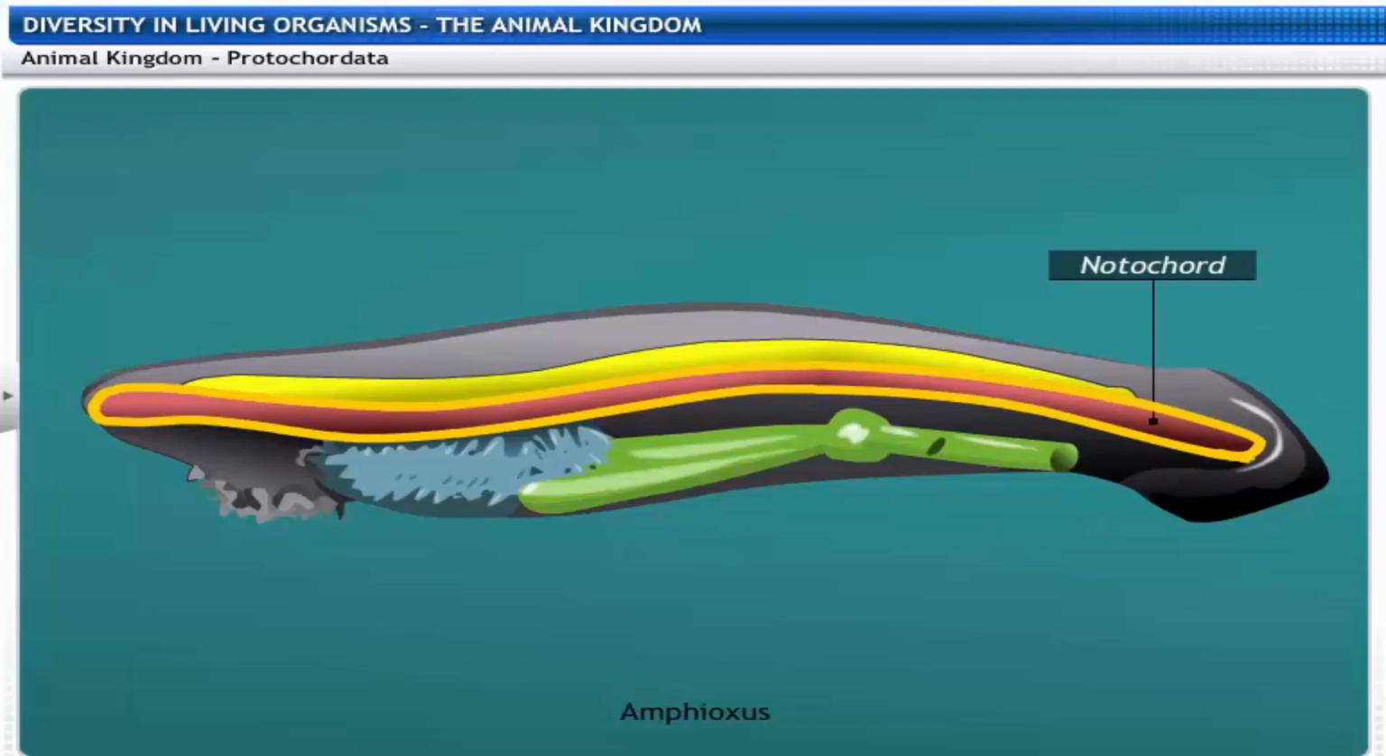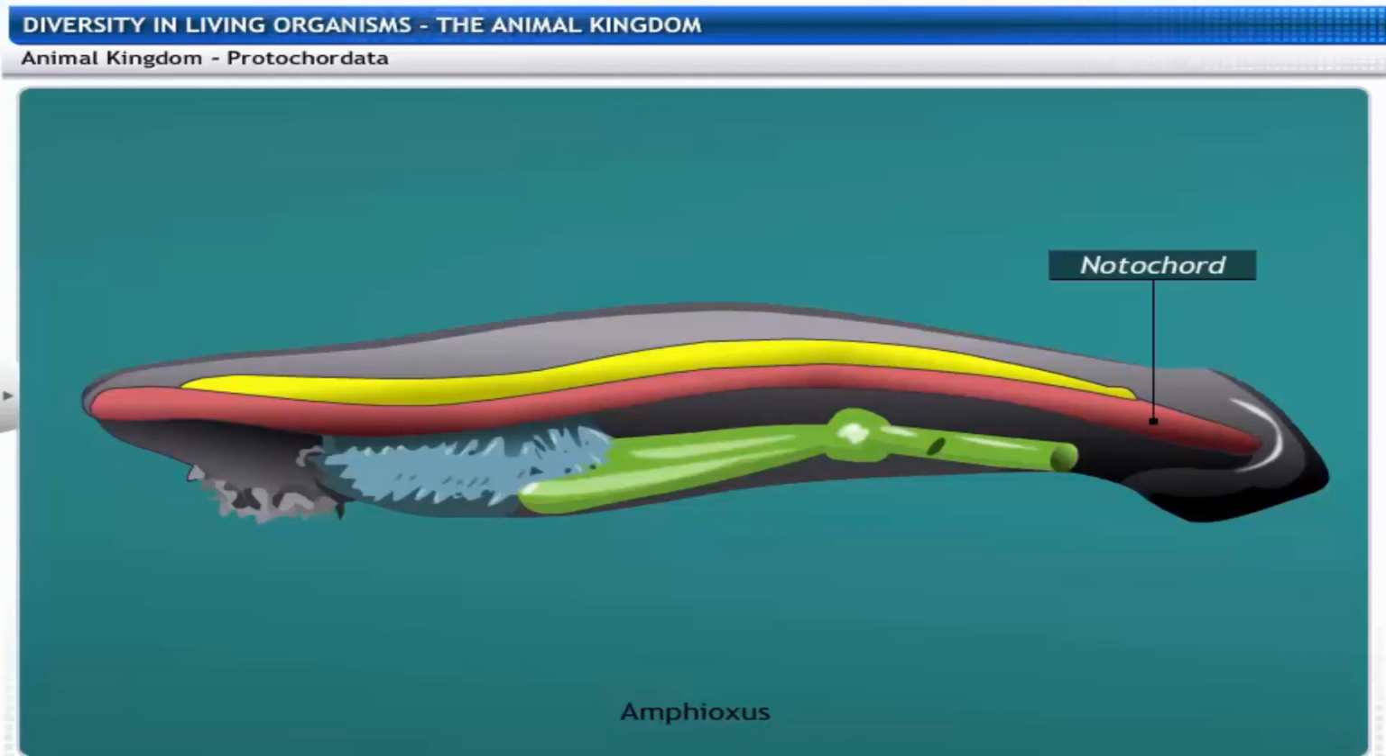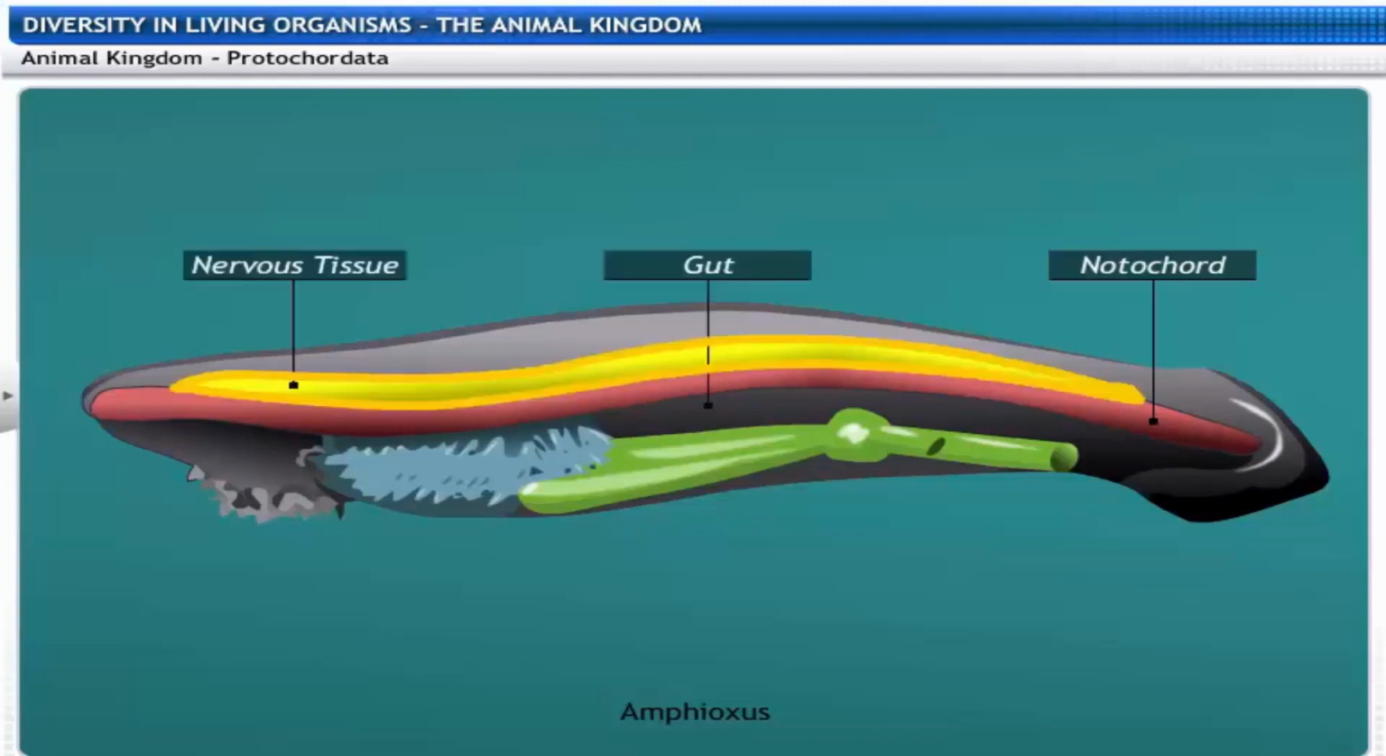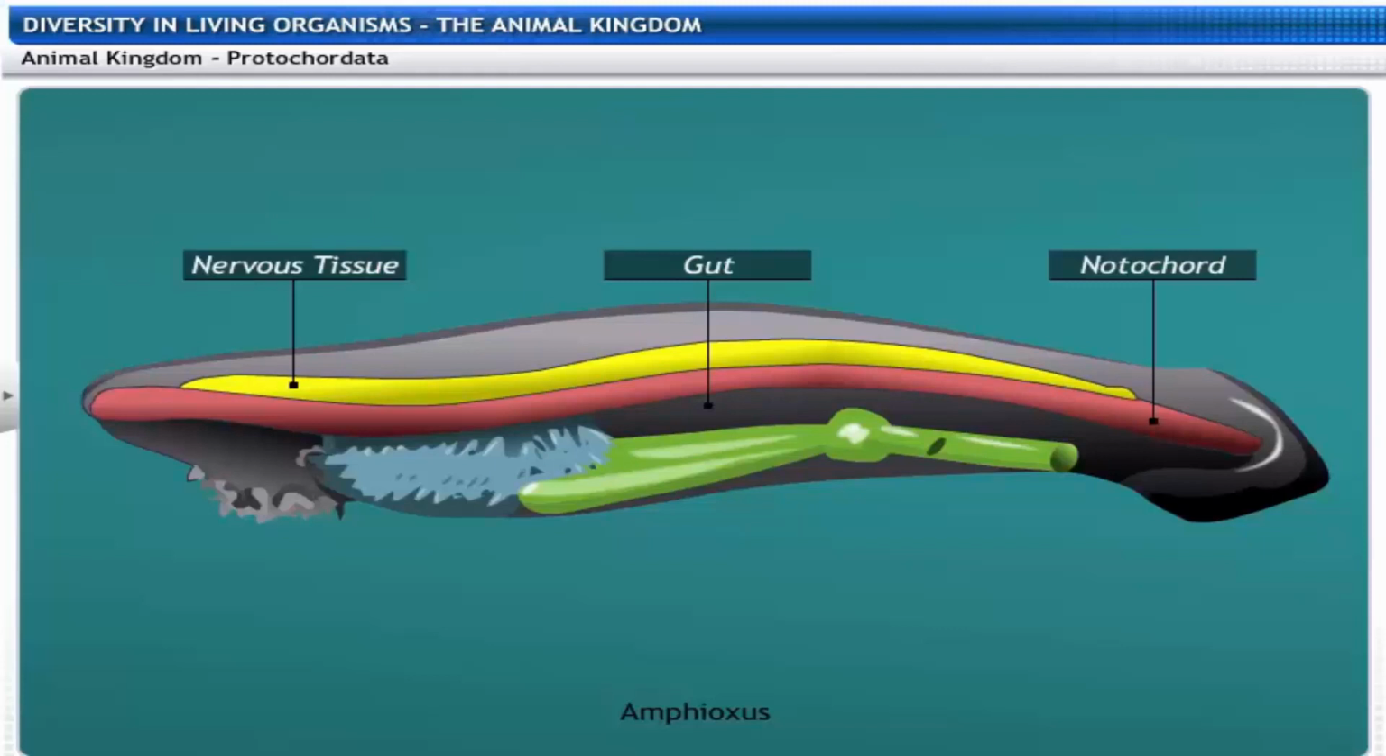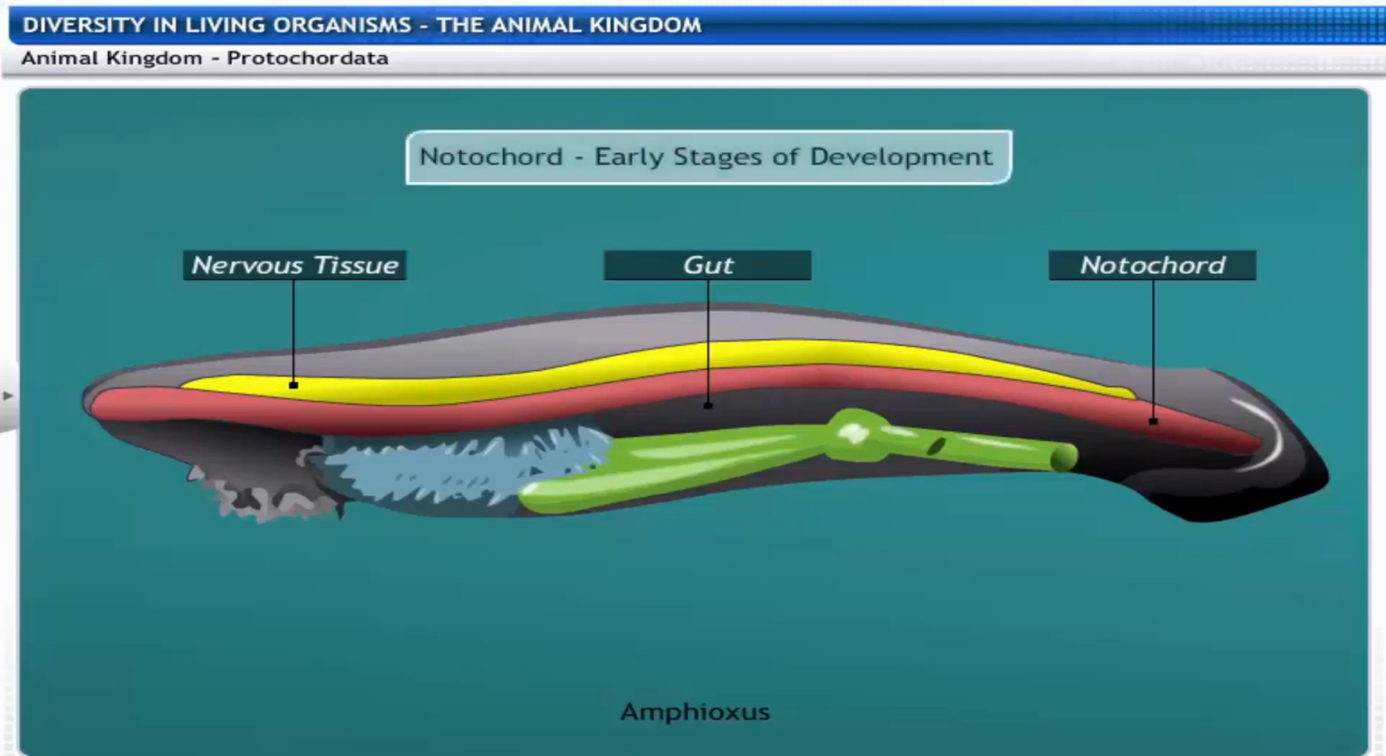The notochord is a long, rod-like support that runs all along the back of the animal, separating the nervous tissue from the gut. However, notochord remains associated with their life cycle only during their early stage of development. Notochord provides a place for muscles to be attached for ease of movement.